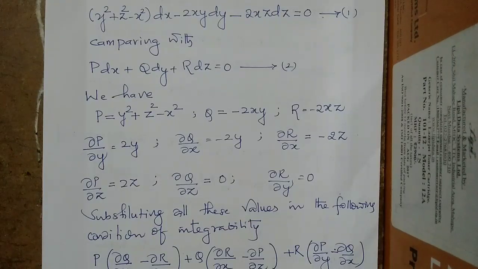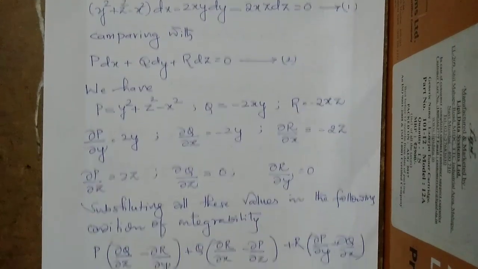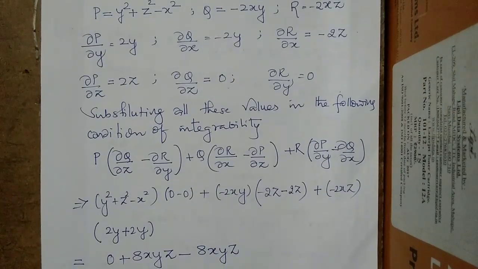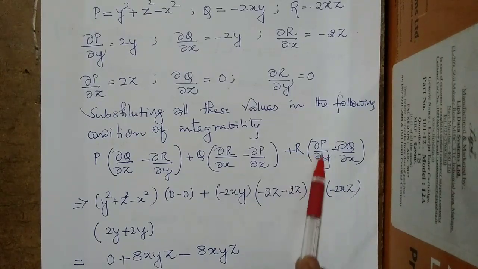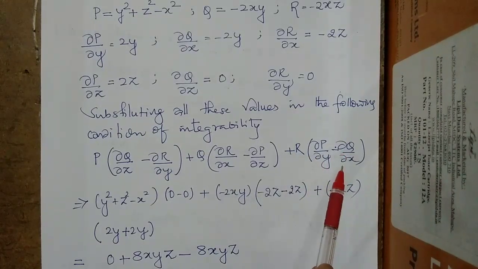Now we substitute all these values in the condition of integrability. We know the condition of integrability: P (dou Q by dou z minus dou R by dou y) plus Q (dou R by dou x minus dou P by dou z) plus R (dou P by dou y minus dou Q by dou x). If this value becomes 0, then we can say that the given differential equation is integrable. Already we have solved such examples. Now we just have to substitute back.